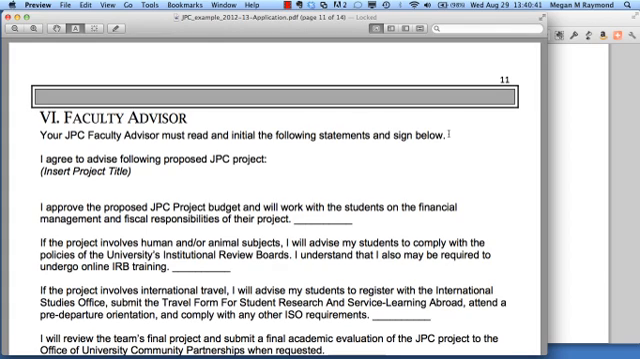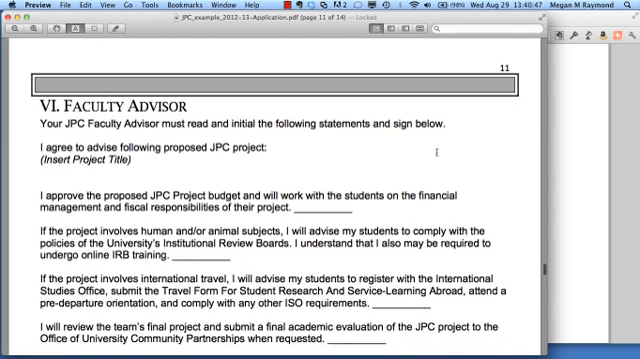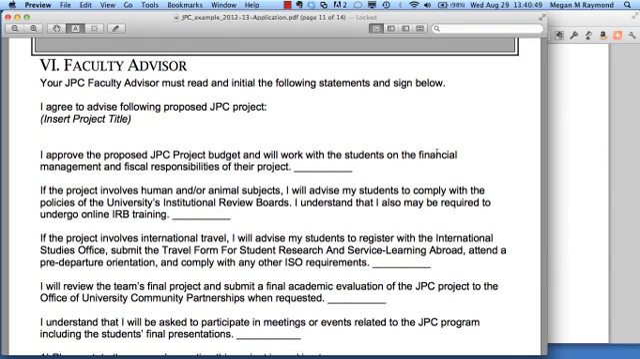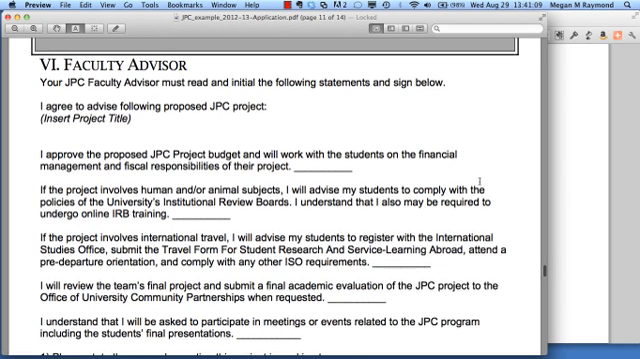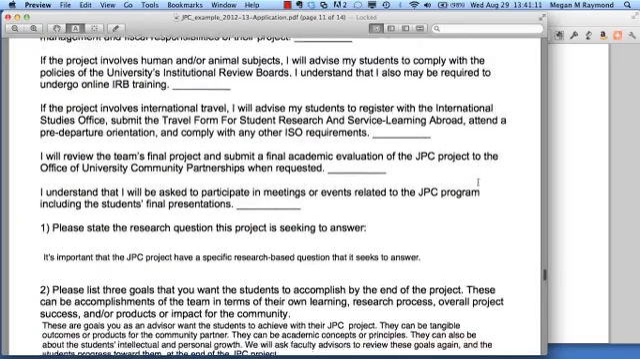So we're on the faculty advisor section right now of the application, and the nice thing about the way that we've structured the application for this year is that you can click on this link and you can download just this section and you can fill out what you need to here. And actually all you really need to fill out is the title of your JPC project, and then you can send this along to your faculty advisor to read over and sign. I think this is pretty straightforward.